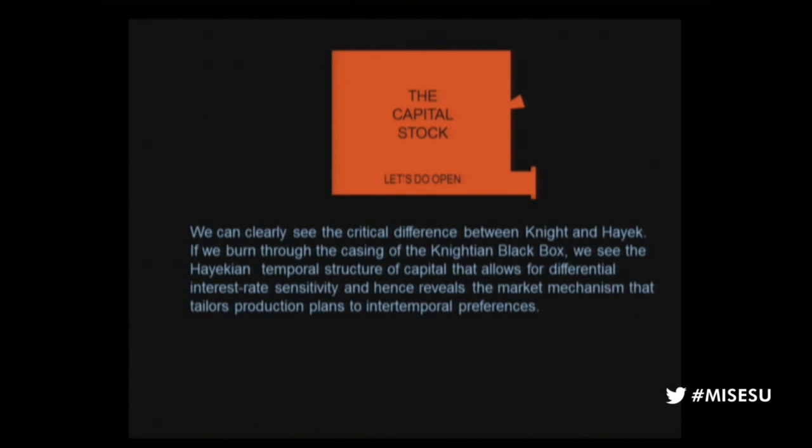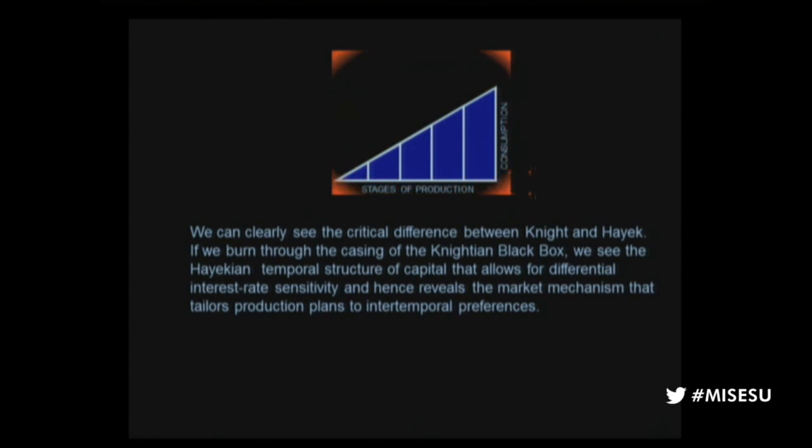We can clearly see the critical difference between Knight and Hayek. If we burn through the casing on the Knightian box, we see the Hayekian temporal structure of capital that allows for differential interest rate sensitivity and hence reveals the market mechanism that tailors production plans to intertemporal preferences. Let's burn through. There it is. That's what the Knightians and the Chicago people are missing, and it's a lot to miss. It sort of closes off any possibility of a decent theory of the business cycle on the part of Chicago.